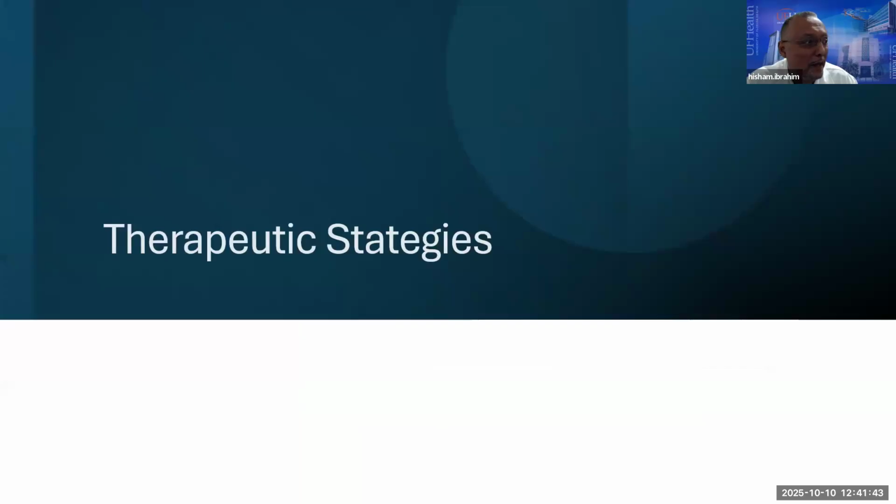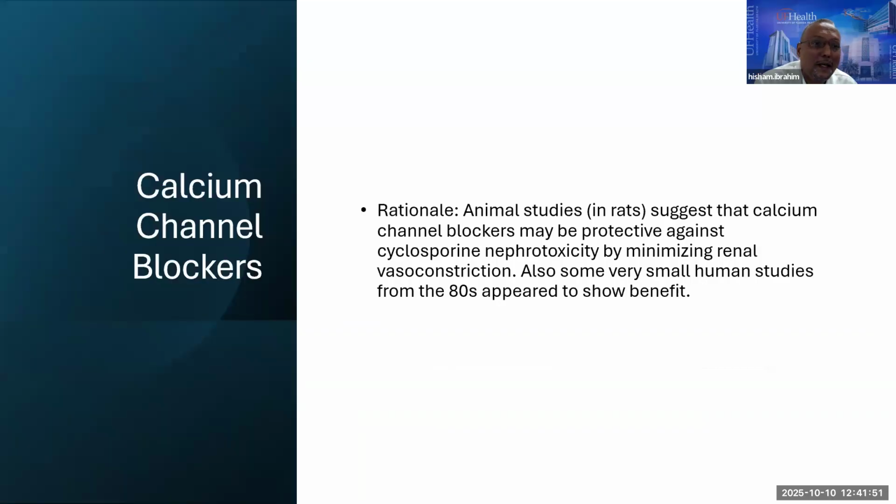Okay, so are there any prophylactic therapeutic strategies out there to try to mitigate this problem? We have a lot of animal studies out there. And now that we have a good idea of the pathogenesis of the problem, we are looking at factors that will try to undo the different causes that we've just outlined.